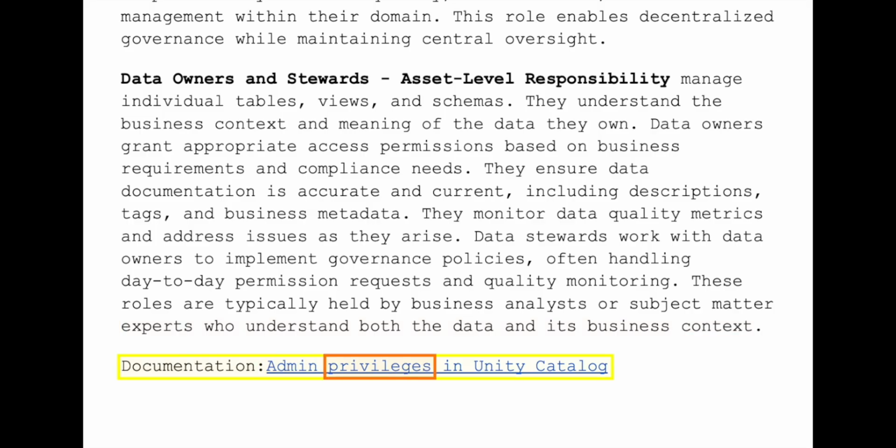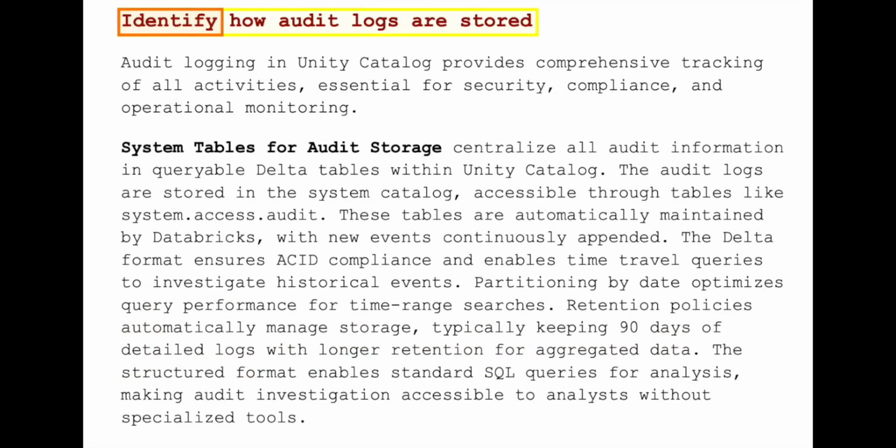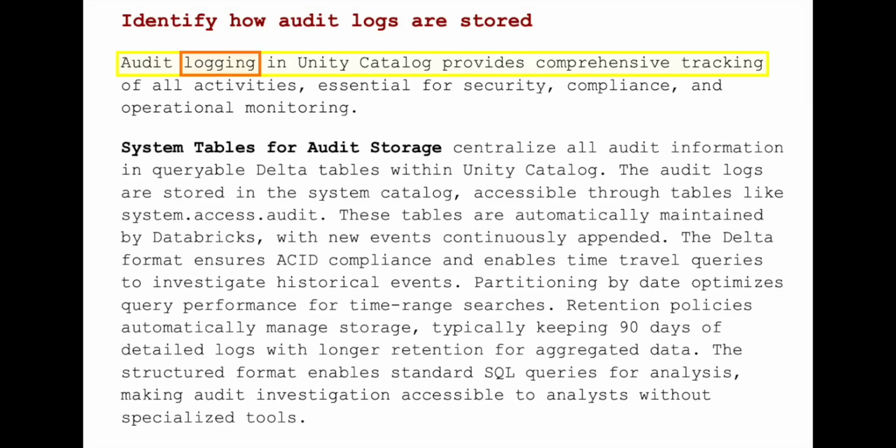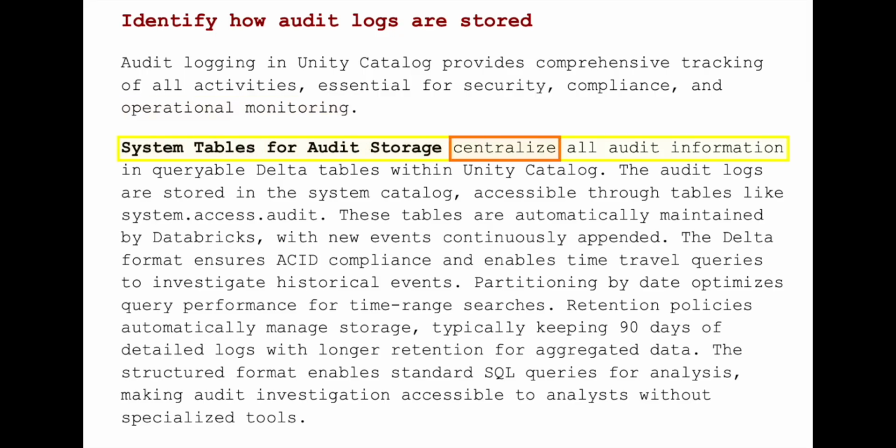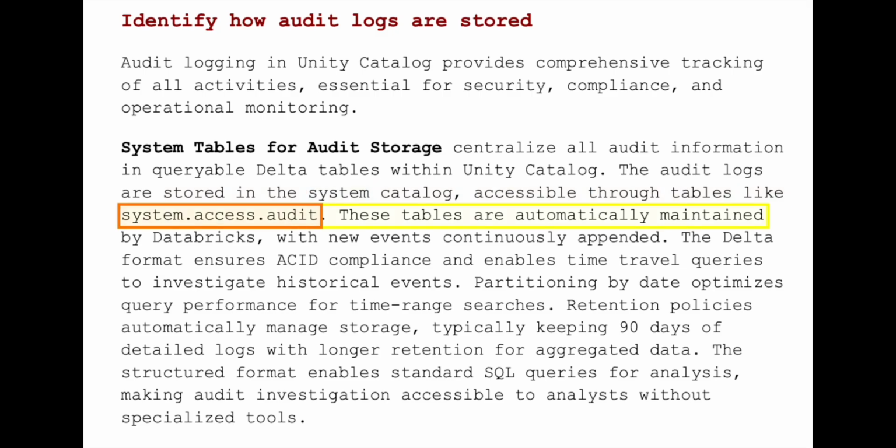Documentation. Admin privileges in Unity Catalog identify how audit logs are stored. Audit logging in Unity Catalog provides comprehensive tracking of all activities, essential for security, compliance, and operational monitoring. System tables for audit storage centralize all audit information in queryable Delta tables within Unity Catalog. The audit logs are stored in the system catalog, accessible through tables like system.access.audit.